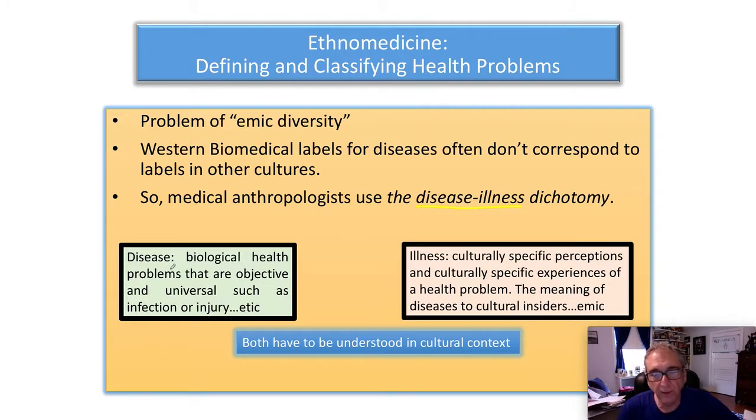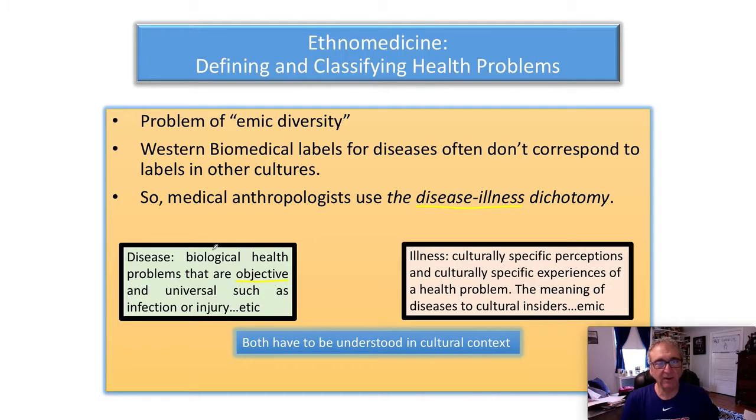So let's start over here with disease. What does ethnomedicine mean by disease? Well, disease refers to biological health problems that are objective, and they're also universal. So disease refers to the etic qualities of health problems. Examples are infections and so on.